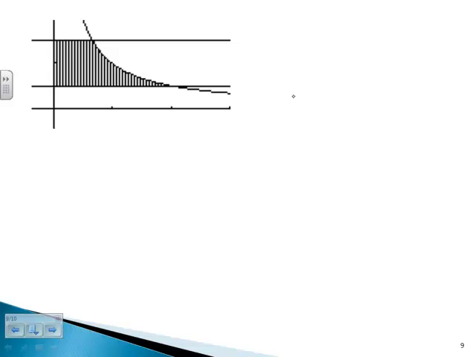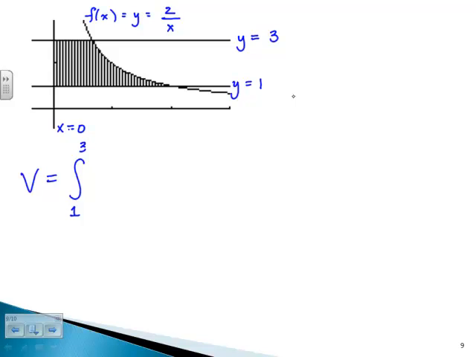To label our graph, we'll have f of x, or y, equals 2 divided by x. Here we have the line y equals 3. Here we have the line y equals 1. And here we have the line x equals 0, which is just the equation of the y-axis. To use the disk method to find the volume, we'll integrate from y equals 1 to y equals 3, pi times the function of y squared with respect to y.